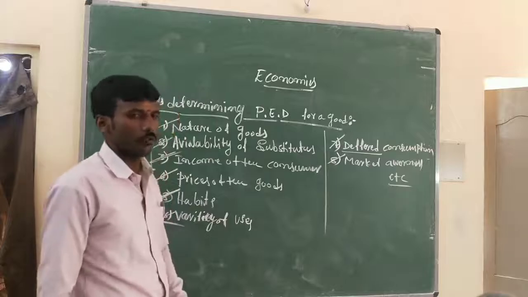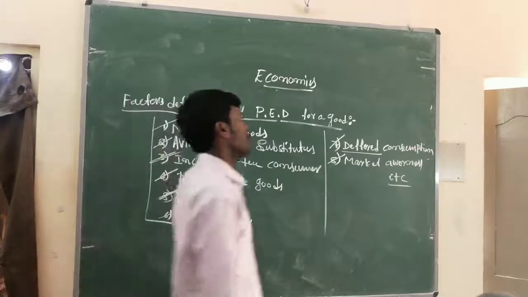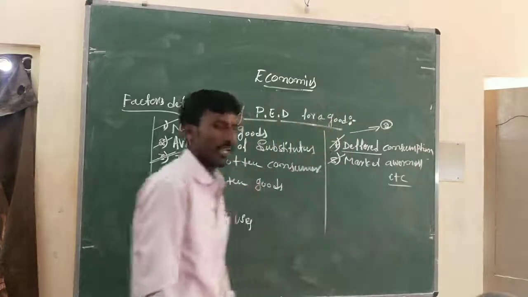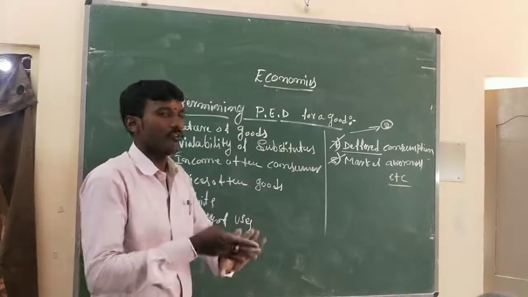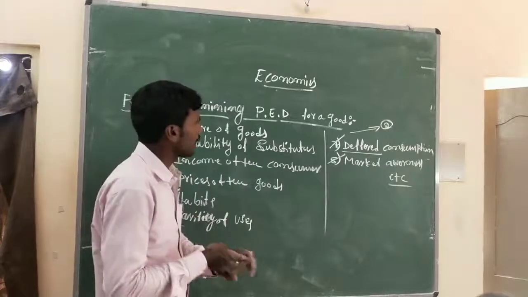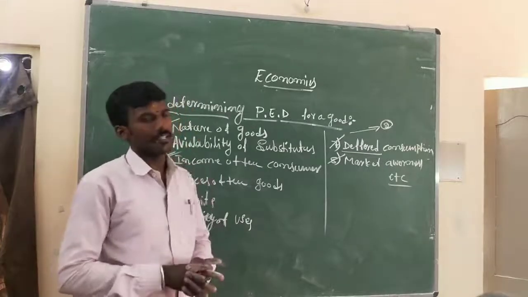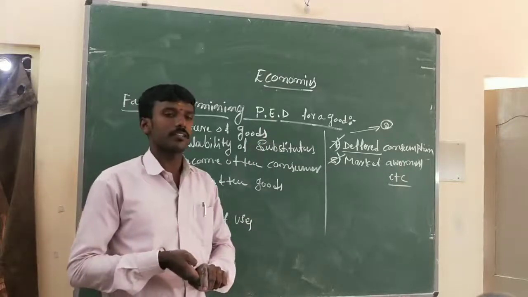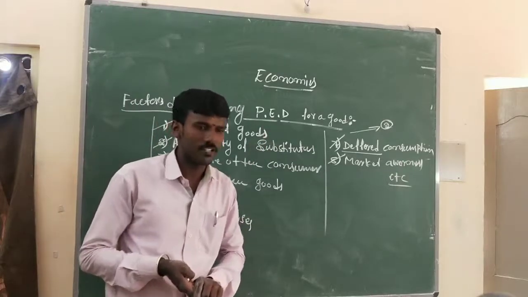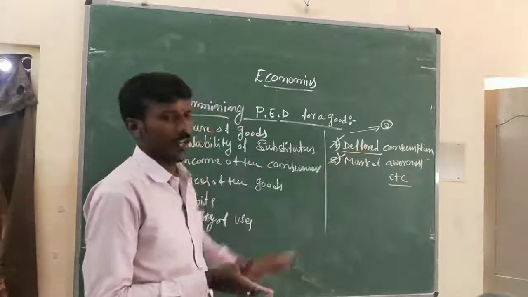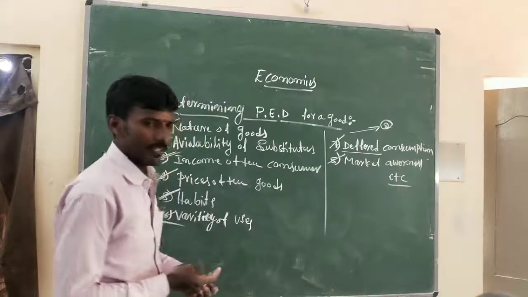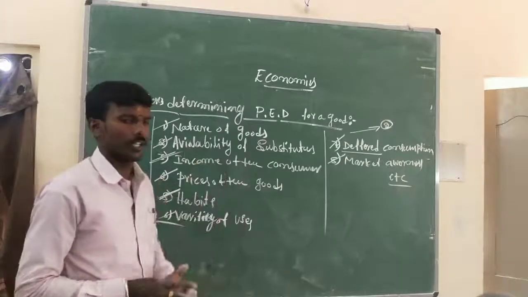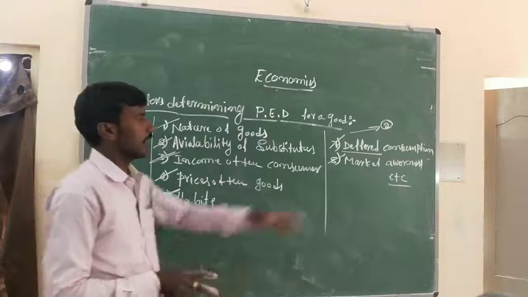See students, here from our examination point of view, maybe only 2 marks questions arise here. See, mention the factors determining the PED or the price elasticity of demand. They will ask to name and mention the factors determining price elasticity of demand. See here, there are 8 factors. Among those 8, you have to mention any 3 or more than 3, and you will get the 2 marks.